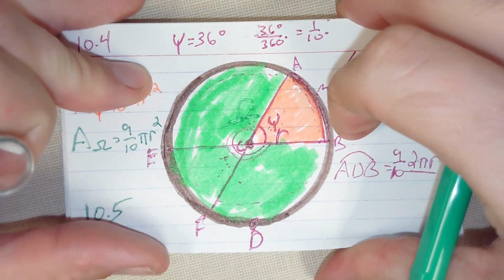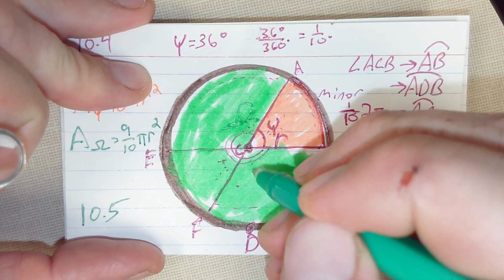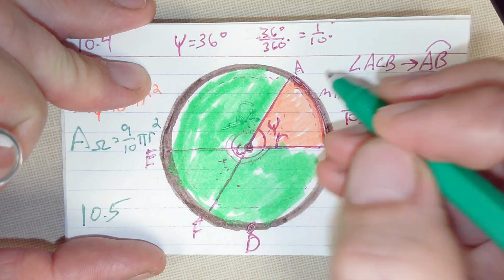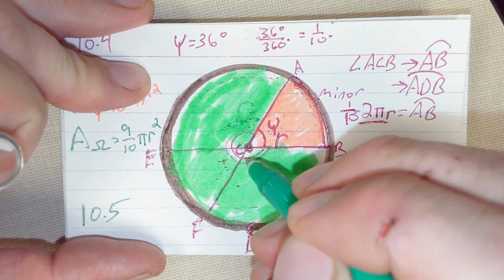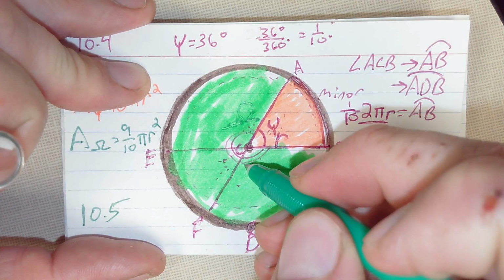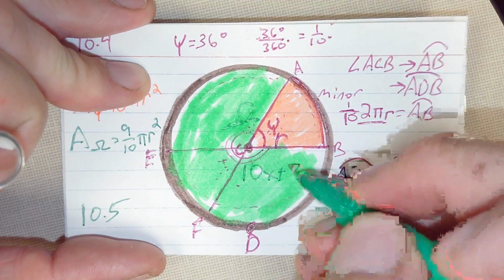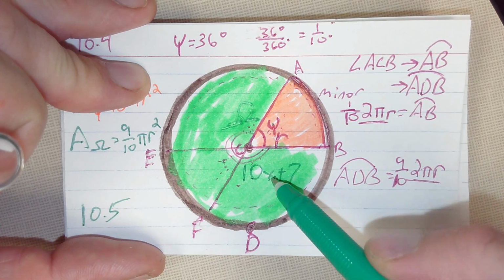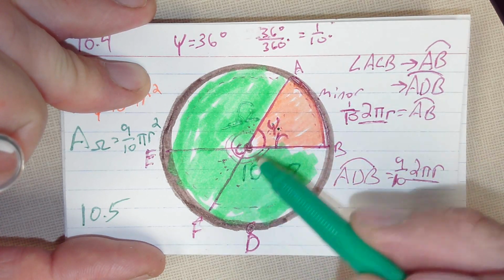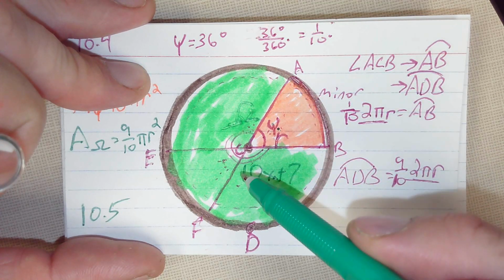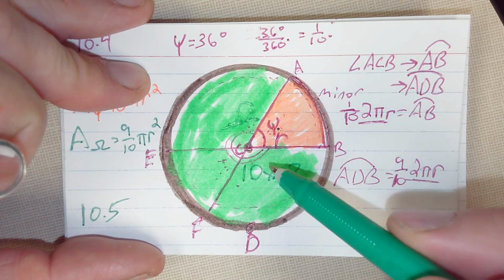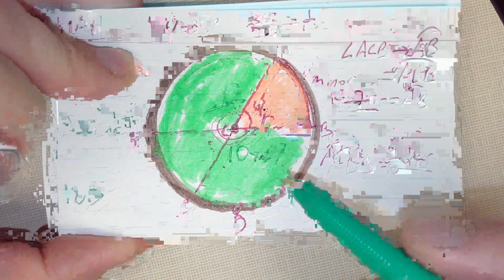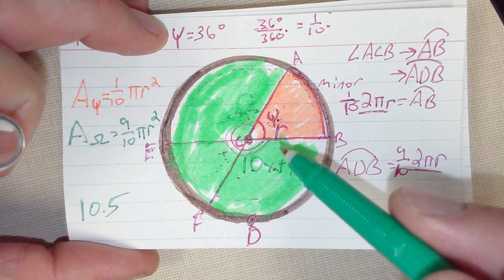You might also be given variable statements with these. If you're given a variable statement, you know that one of these is a variable expression. Maybe this is 10x plus 7, and you know that this is 36 degrees, and you know that 10x plus 7 plus 36 equals 180. You just make them equal to 180, and you can solve it that way. It's no different than what you've done in the past. It just adds a little bit more flavor to it.